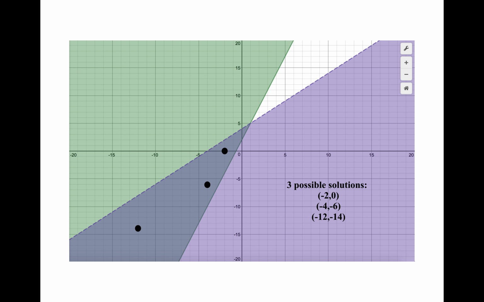For example, I have chosen and plotted 3 random points that count as solutions. As you can see, they all lie within the solution set. And that is the end of how you graph a system of inequalities.